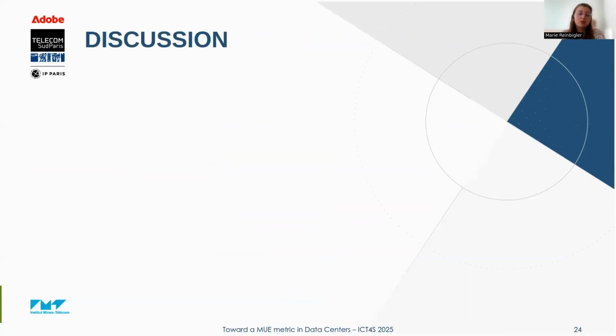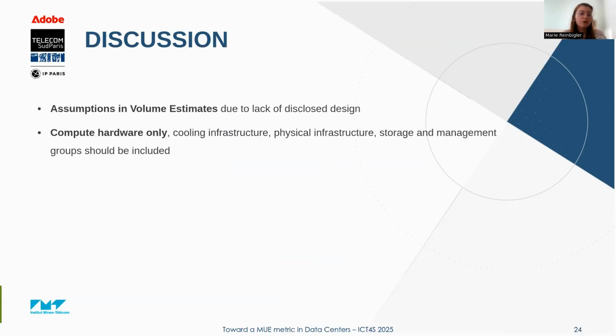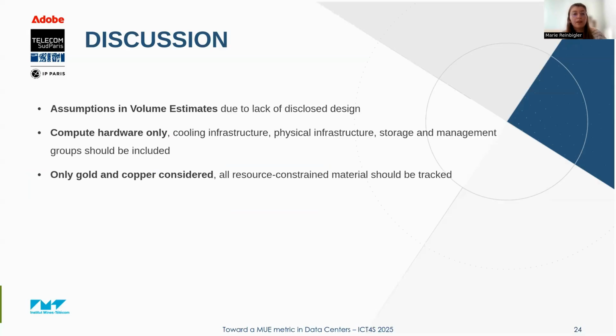So let's discuss a bit our results. First, we acknowledge that we had to make assumptions to estimate volumes due to the lack of information publicly available. We focused only on the compute hardware, but it would be very important to add cooling infrastructure, physical infrastructure, storage and management nodes inside the model to have a complete view.